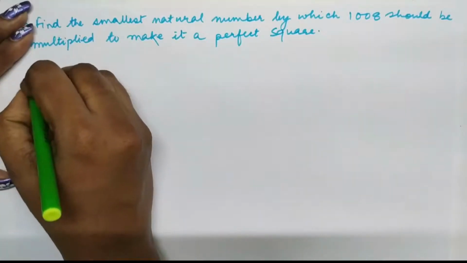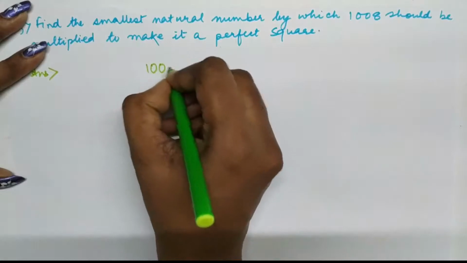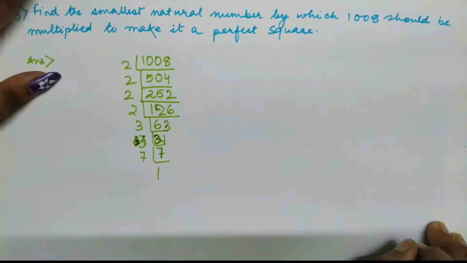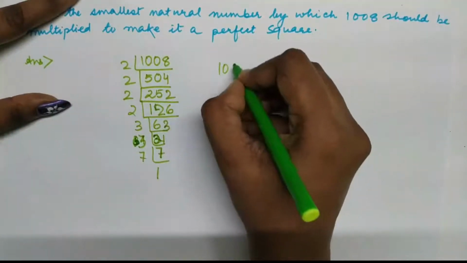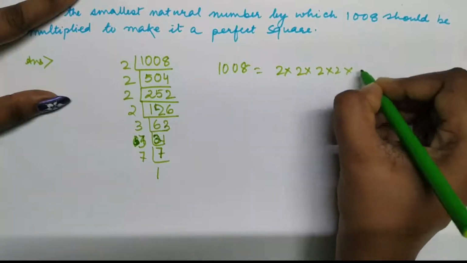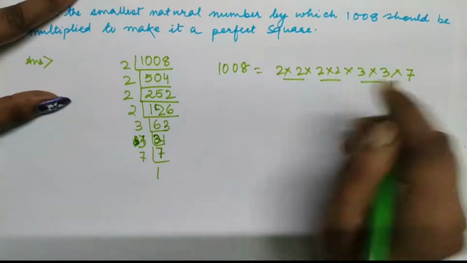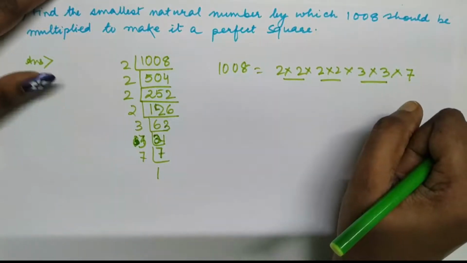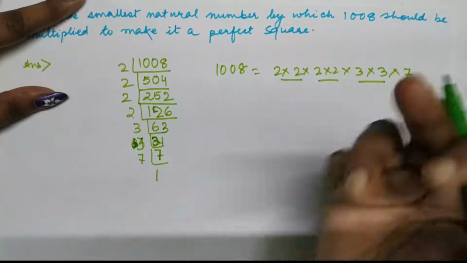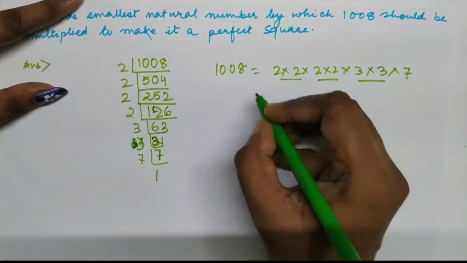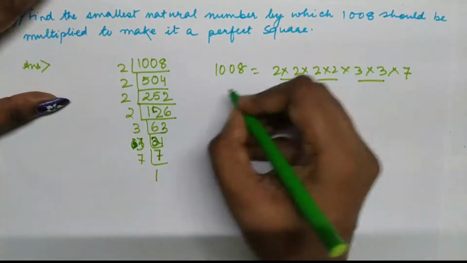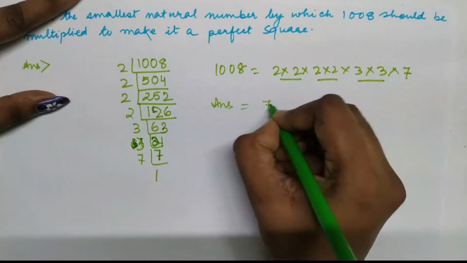So first you need to find the prime factorization of the number. So let us do that. After doing the prime factorization, let us see whether we are able to make it into pairs. You can see I can make the pairs, but 7 is not having a pair. So what is the smallest number which you have to multiply so that it comes as a pair? If you have one more 7, then it will become a perfect square. So remember, here the answer will be 7.